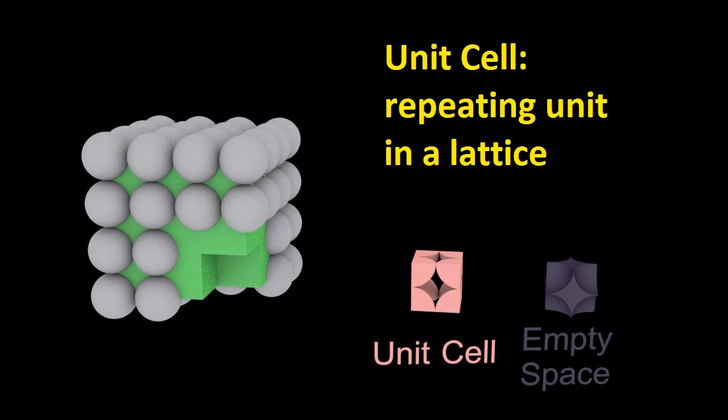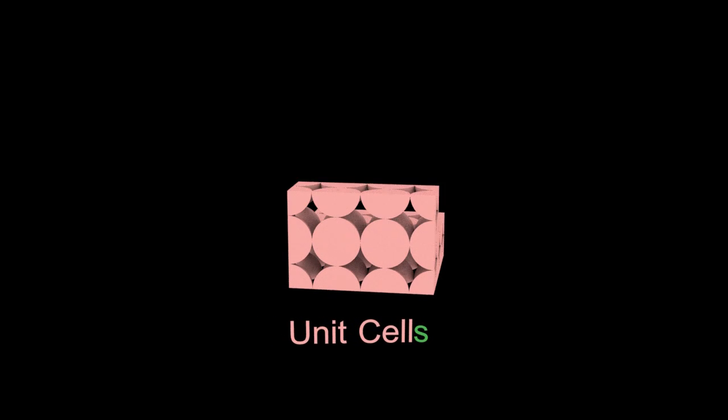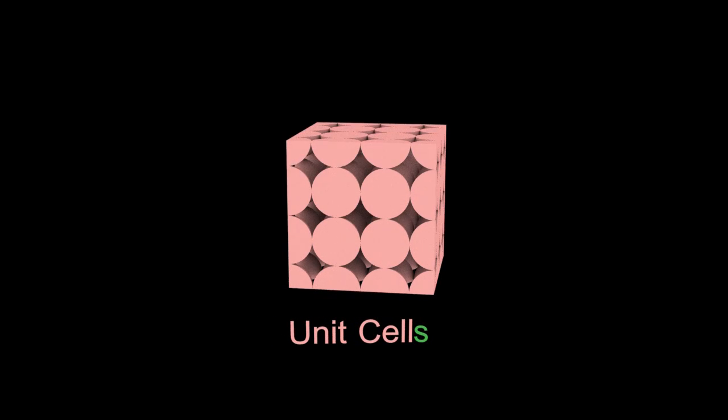So what is a unit cell? It's the repeating unit in a lattice. So if I repeat this unit cell, I should get back the original structure, which indeed I do. Okay, except for the very, very edges of the structure. It doesn't work there. But remember, this is an enormous structure. And so essentially the insides are going to be perfectly modeled by this unit cell.